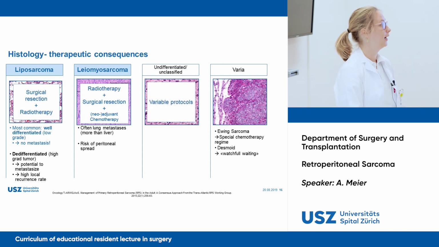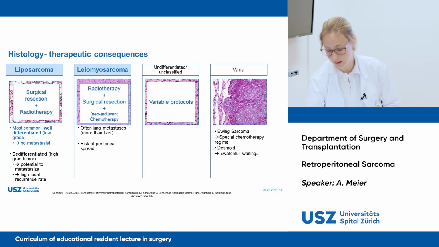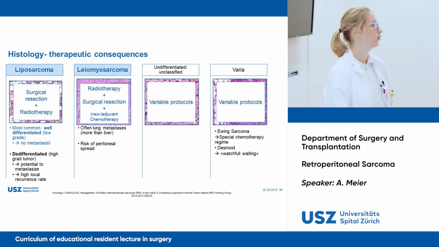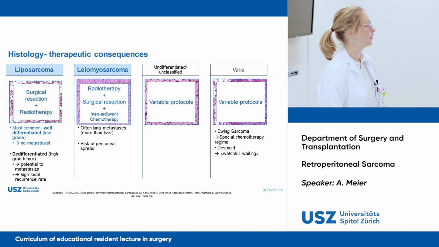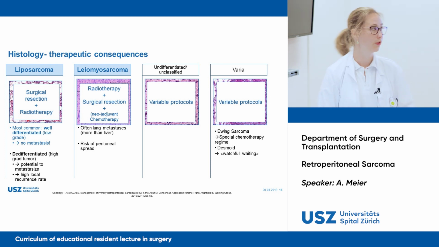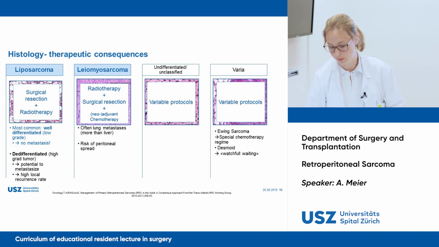For the unclassified and undifferentiated, there are variable protocols, especially for each tumor entity, and also for the varia, but I will just show two here. The Ewing sarcoma has a special chemotherapy regime, and the desmoid is almost watchful waiting. So the first two, I think, are the most important ones.